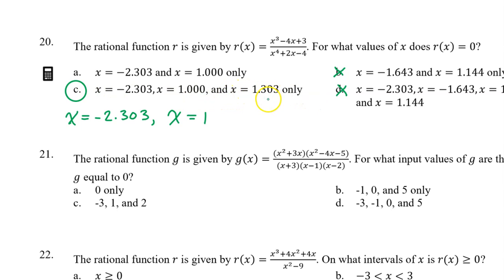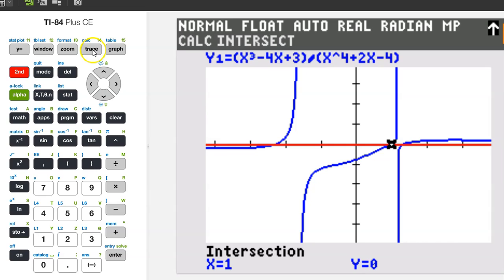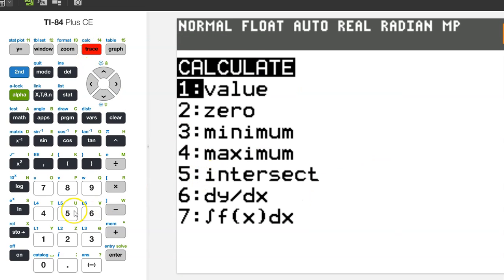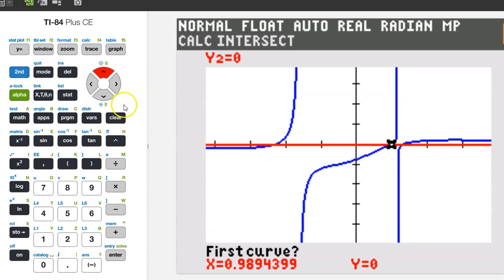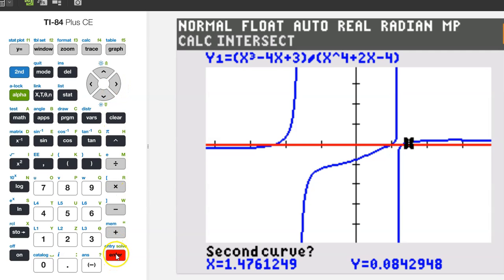Let's follow through and find the 1.303, just for fun. One more time. Second, trace, 5. Okay, I'm moving to the red for easy travels. Okay, move over close to this guy and hit enter 3 times. Enter, enter, enter. There it is, 1.303.